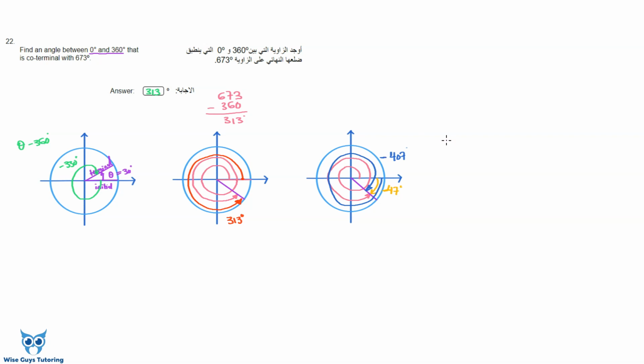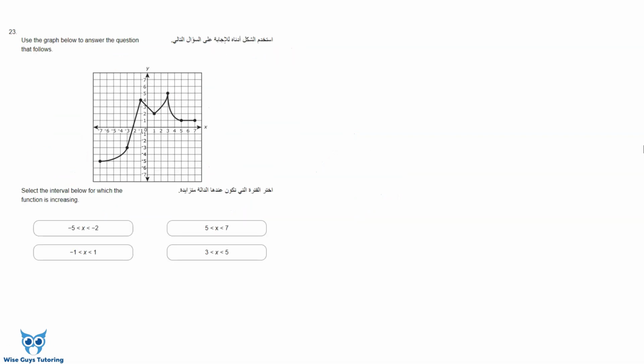That's coterminal angles. Let's do number 23. 23 says, use the graph below to answer the questions that follow. Select the interval below for which the function is increasing. For a function to increase, this is what we're going to say. We're going to say it's increasing if x2 is bigger than x1, then y2 must be bigger than y1. That's what increasing means, okay?